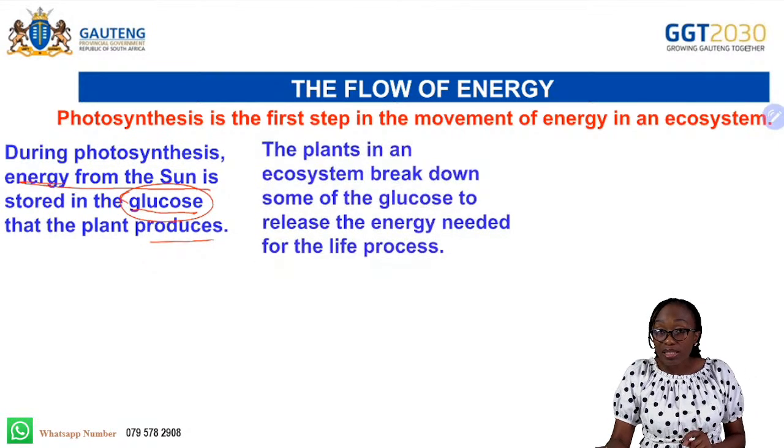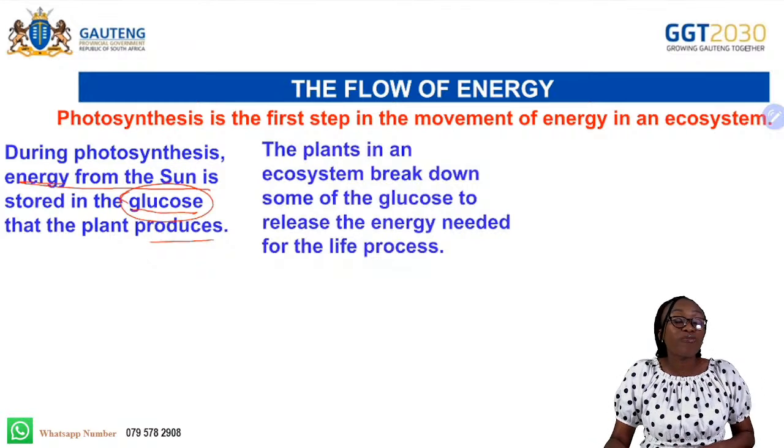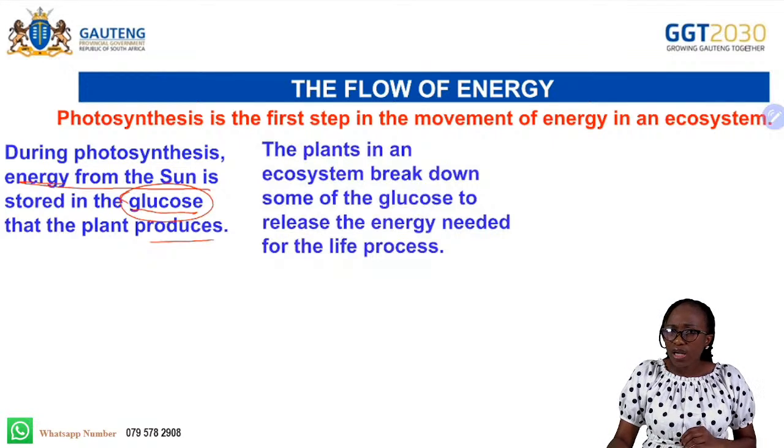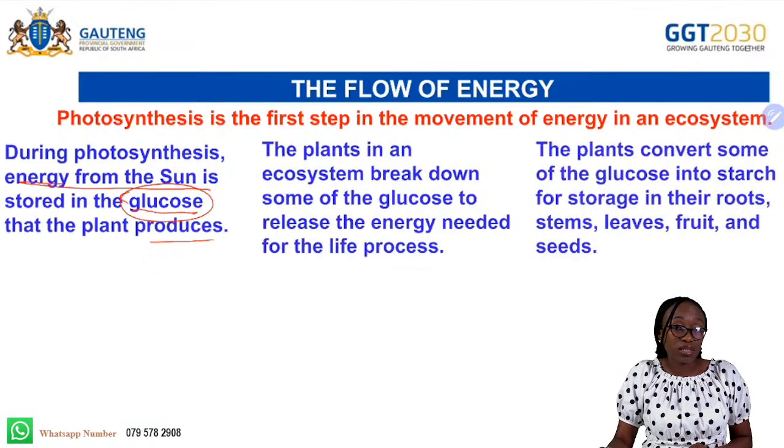Now, the plants that belong to an ecosystem, they break down some of the glucose and release energy for their own life processes. Remember, the plant has to survive and go on. So the plant requires energy for its own life processes. Now, what happens to the rest? Because the plant doesn't use all of the glucose that it produces.